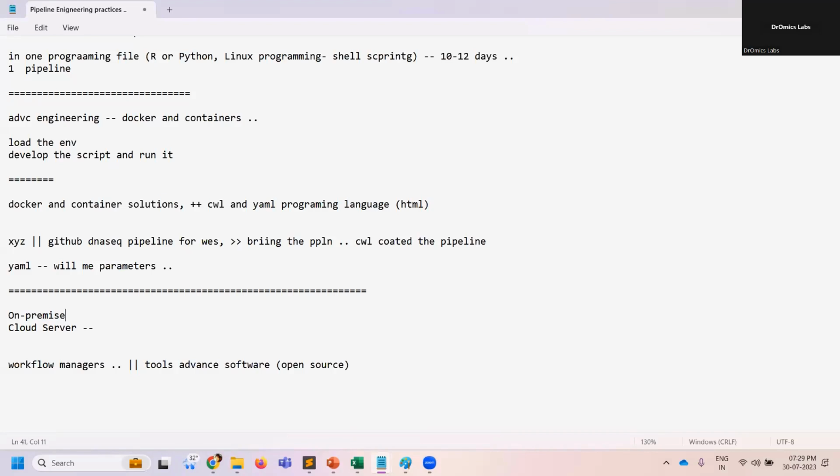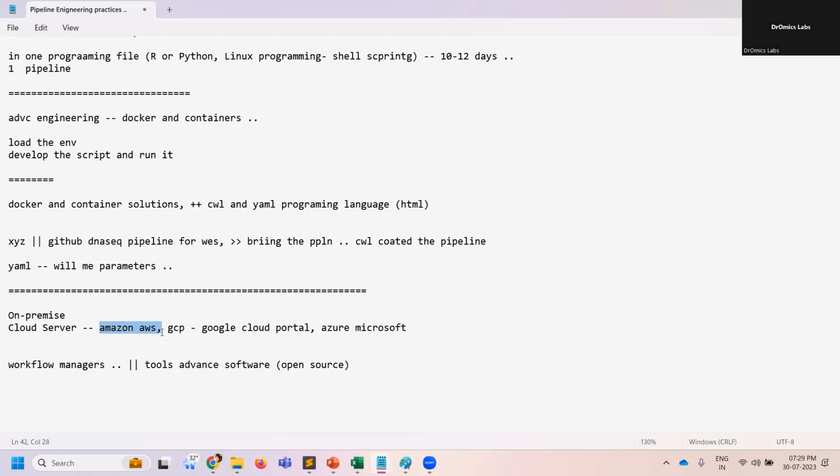If we come to the cloud servers, we have Amazon, which we call AWS. The second is GCP, the full form is Google Cloud Platform. And the third is Azure, which is Microsoft's. The most commonly used cloud service in the market is AWS.